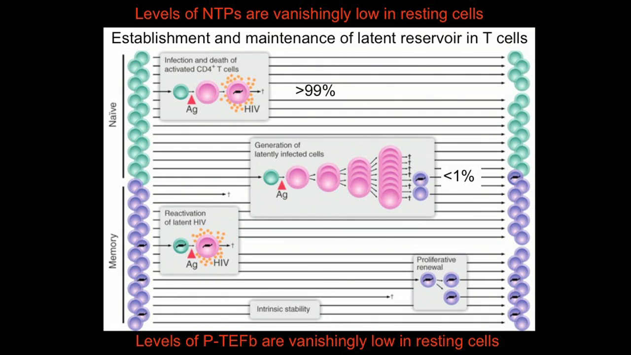And basically, it can only replicate and integrate after the cells have been activated, not just because of the triphosphate problem, but also because there's no P-TEFb in a resting lymphocyte.